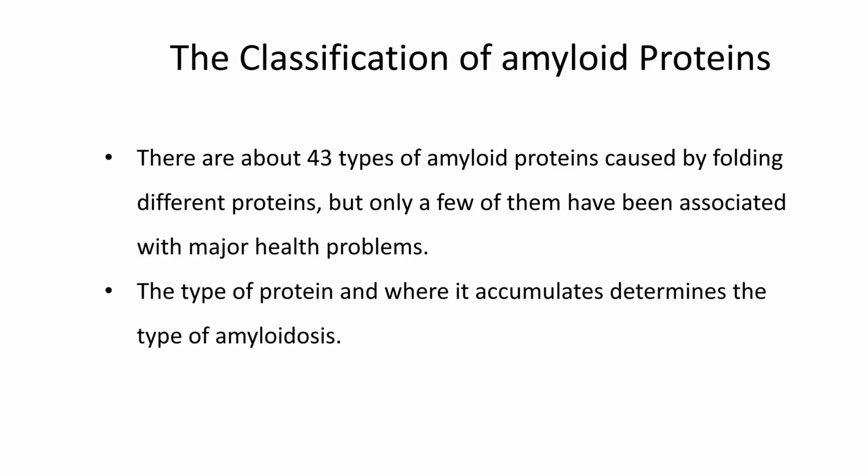The classification of amyloids. There are about 43 types of amyloid protein caused by misfolding of different proteins, and the type of protein and where it accumulates determines the type of amyloidosis.